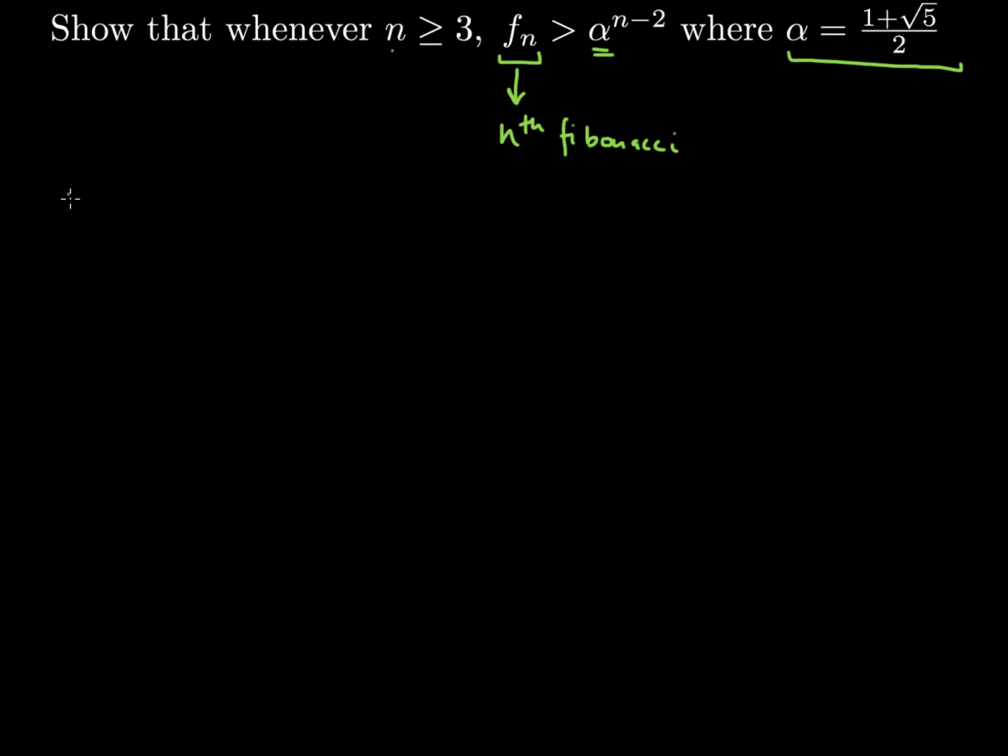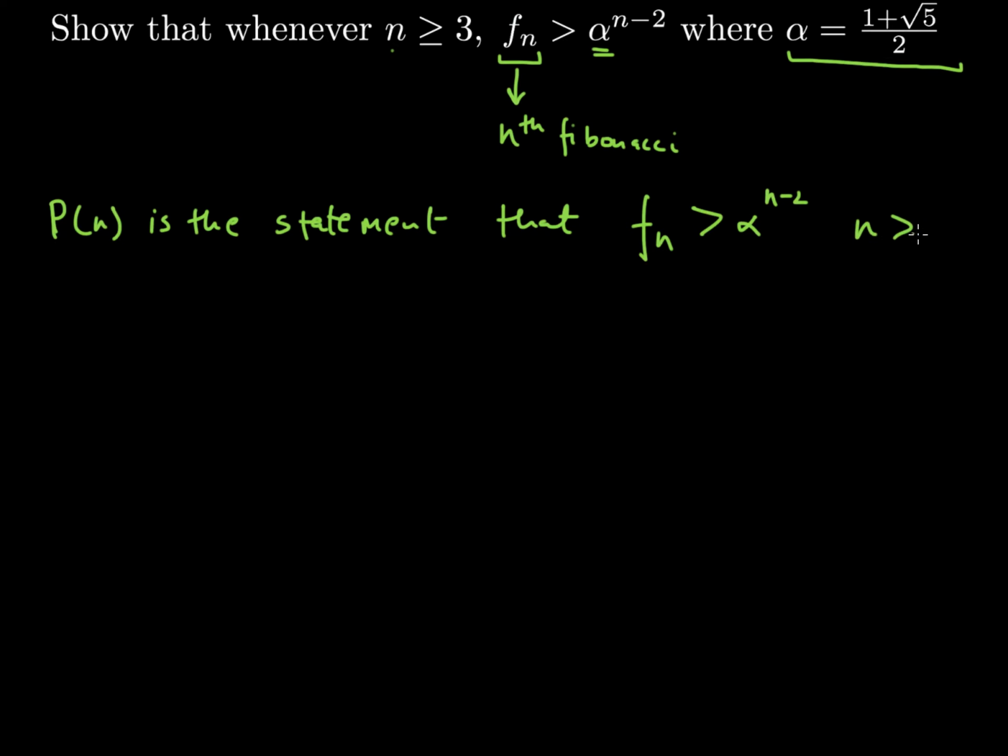First, because we're using strong induction, I'm going to define my proposition. The proposition P of n is the statement that f of n, the nth Fibonacci number, is greater than alpha to the power of n minus 2 when n is greater than or equal to 3. Here's the entire proposition of my problem.